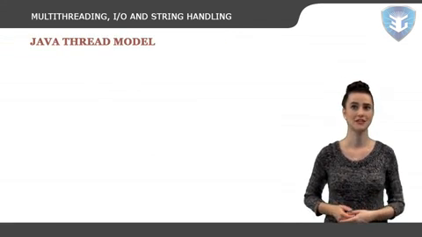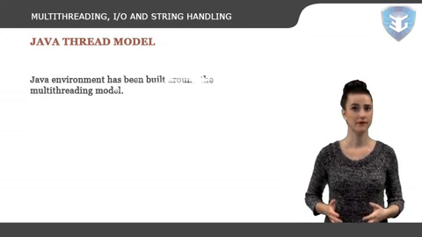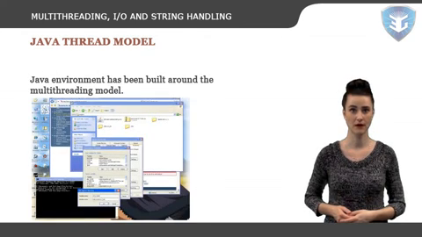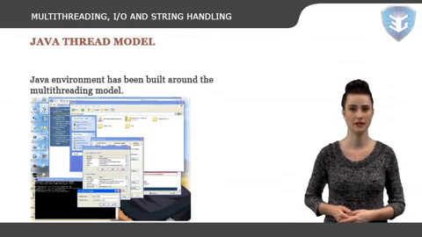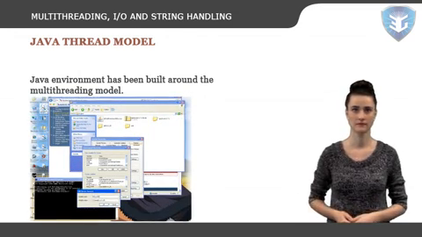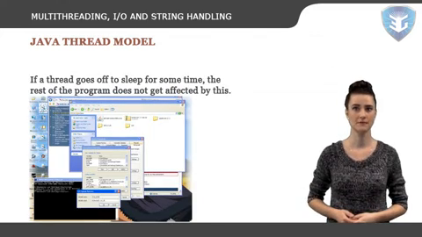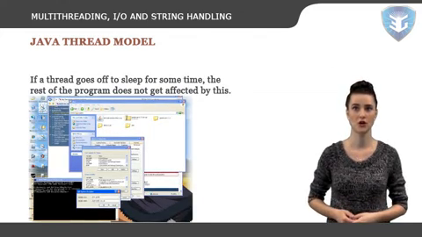Let's now have a look at the Java thread model. The Java environment has been built around the multi-threading model. In fact, all Java class libraries have been designed keeping multi-threading in mind. If a thread goes off to sleep for some time, the rest of the program does not get affected by this.